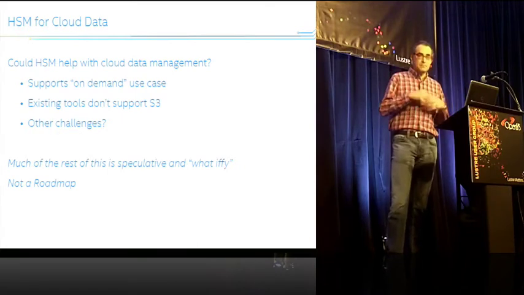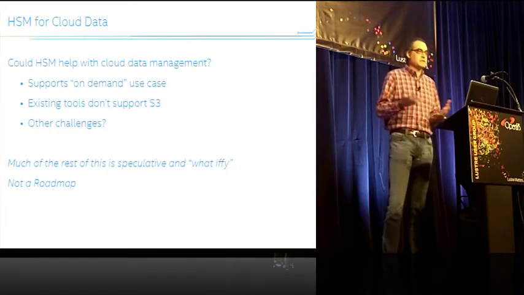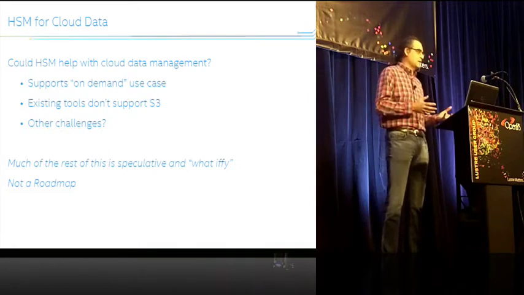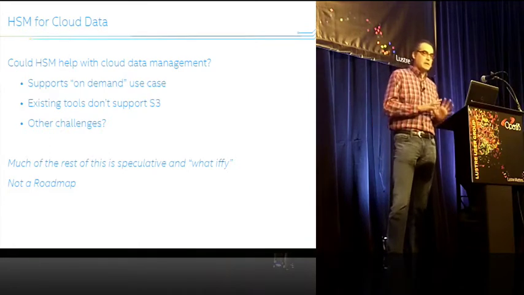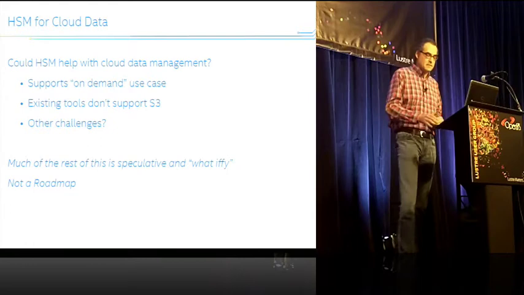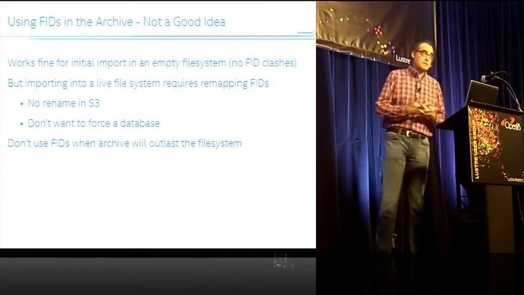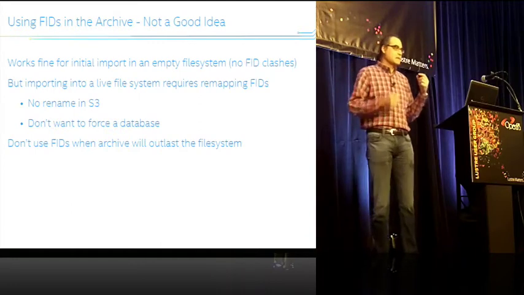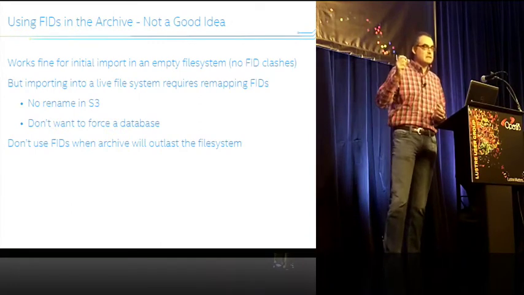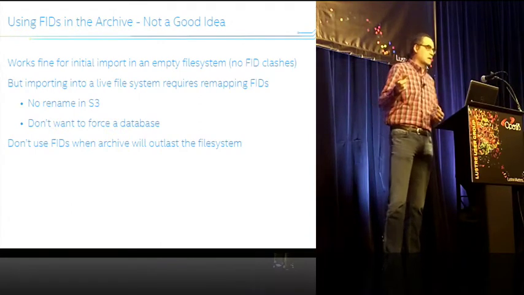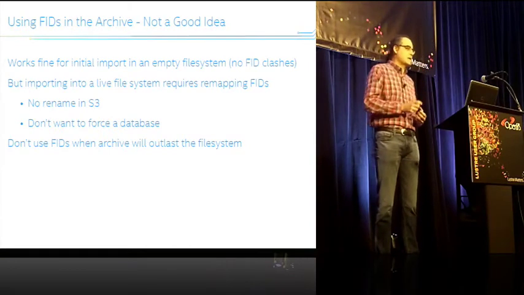I'll note that most of the things on this slide are experimental or just ideas. There are a couple of things that have been implemented, but it's really about talking through some new things we can do. The first challenge I encountered was that using FIDs to identify files in the archive doesn't work well when you're going to import them into a different file system.